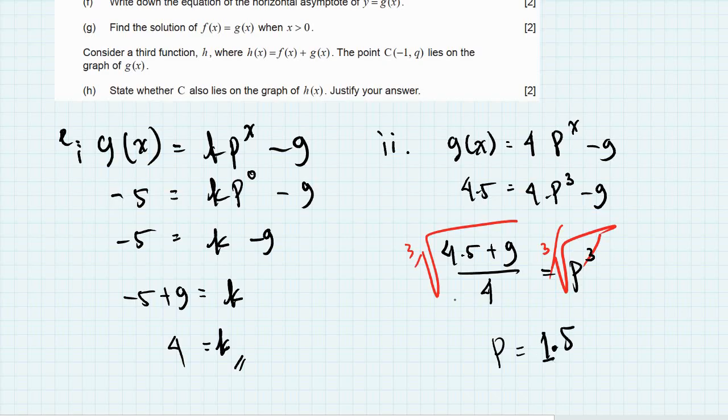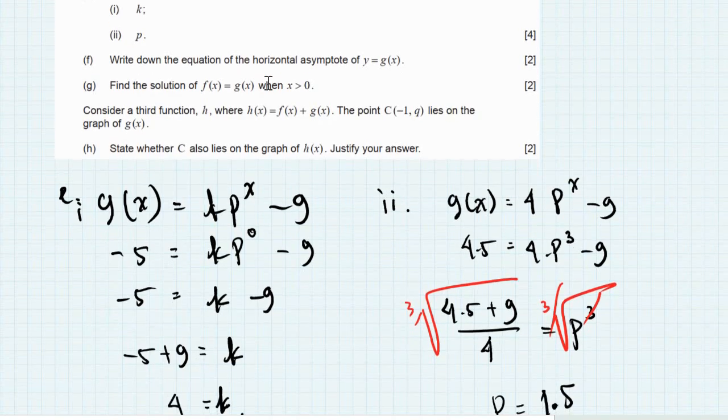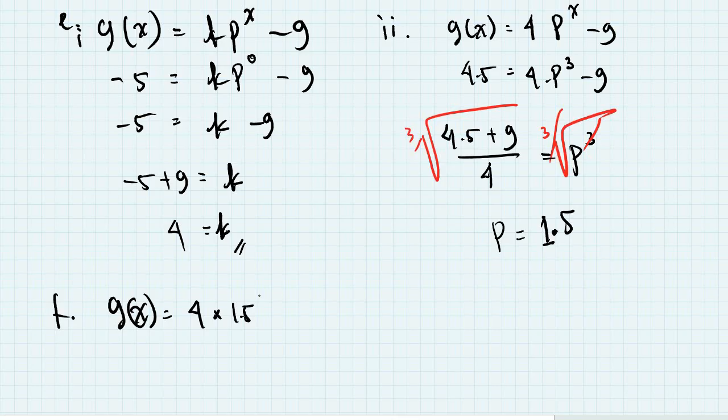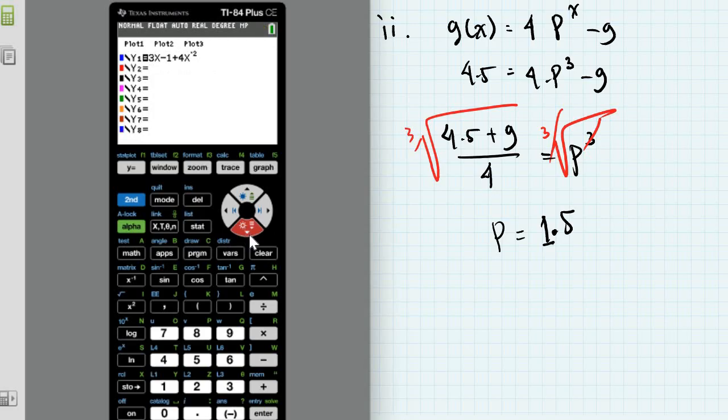There you go. Okay. Write down the equation of the horizontal asymptote of y equals g(x). So asymptote, like your crush that you can never have. Sorry. Part F. We know g(x) is equal to the k is 4 times p, p is 1.5, to the power of x minus 9. We have to find the asymptote of this. You have two ways. The first way, you can just graph it on your calculator and then see the pattern.